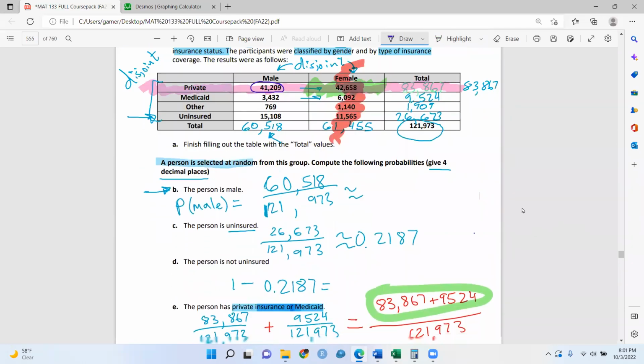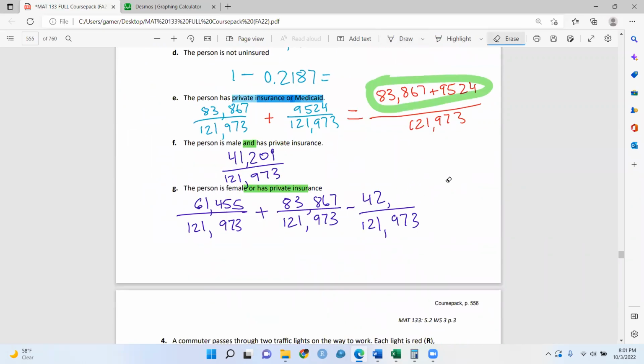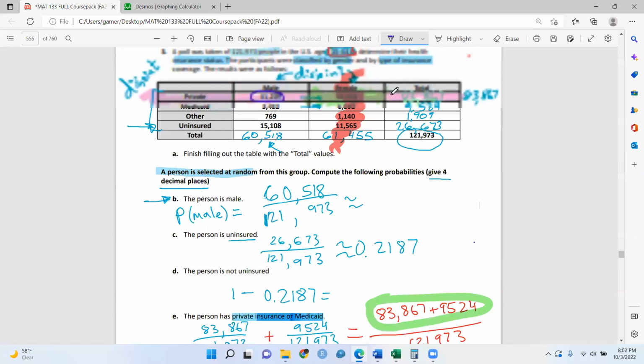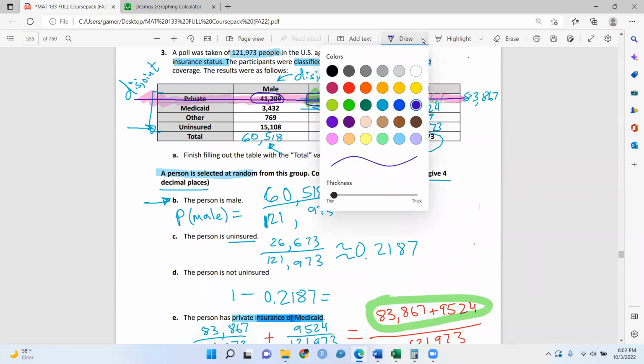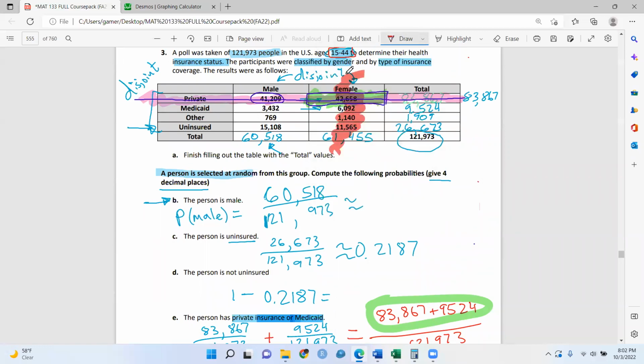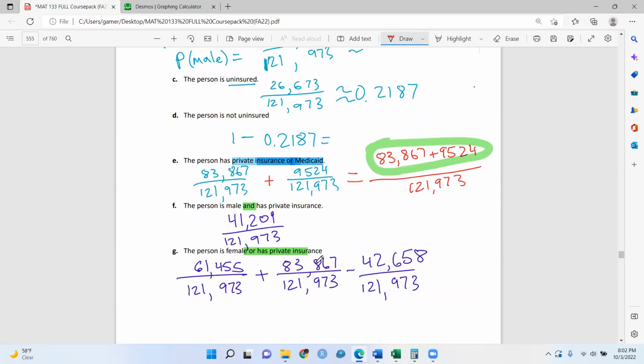How do y'all feel about that? Other than I didn't get the right number. I'm confused on that one. Do you get this overlap? Do you get what I'm talking about? That this got counted twice? So if I draw this, I added 41,209 and 42,658, and I got the 83,000, right? And then if I added this column together, 42 plus 6,000 plus 1, blah, blah, and I get the 61,455, I added this 42 in there. That got added twice. Used in both of these numbers.